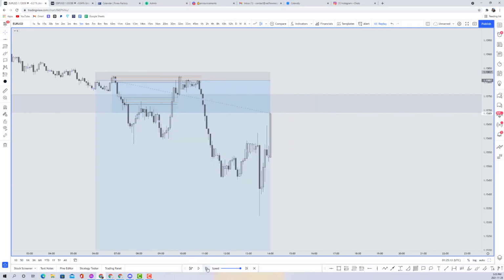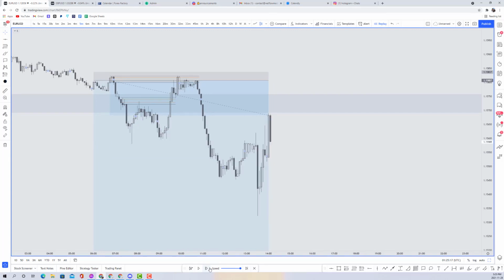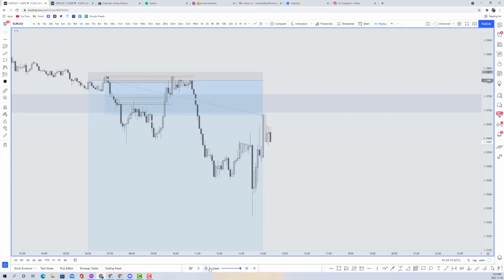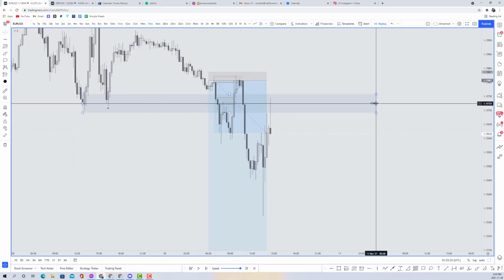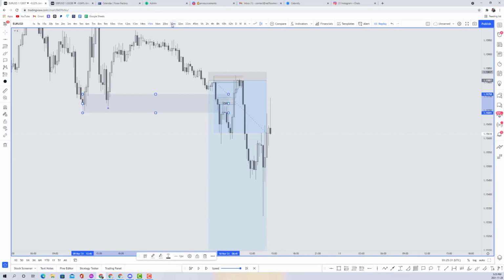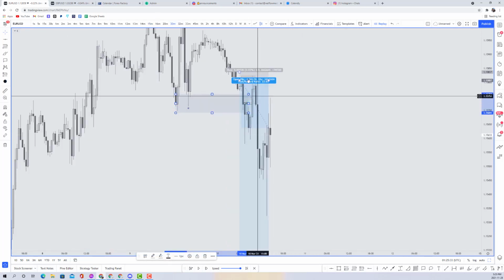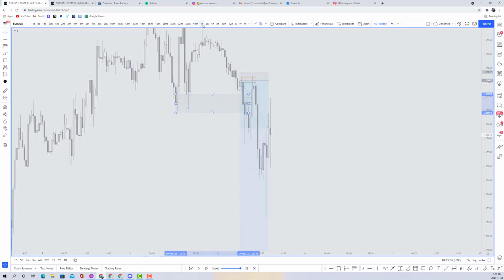So New York's come in, we're coming back to retap a supply maybe. Let's see, what did that tap? I'm just gonna retract this demand zone a bit. So this didn't tap 15. This is likely a half-hour supply we tapped into, maybe even something higher.